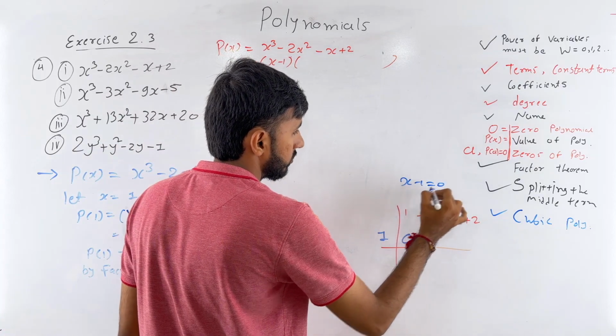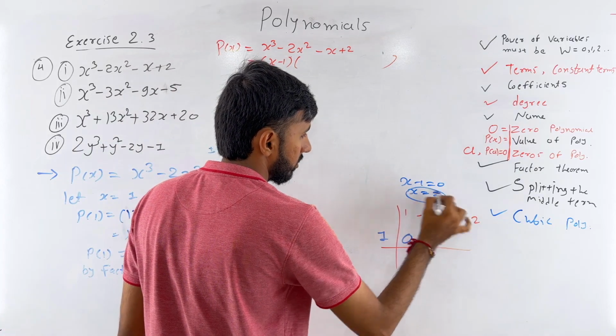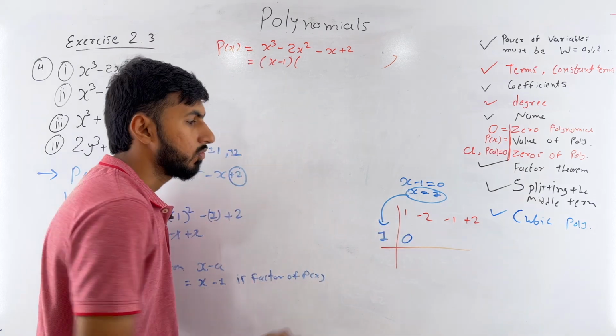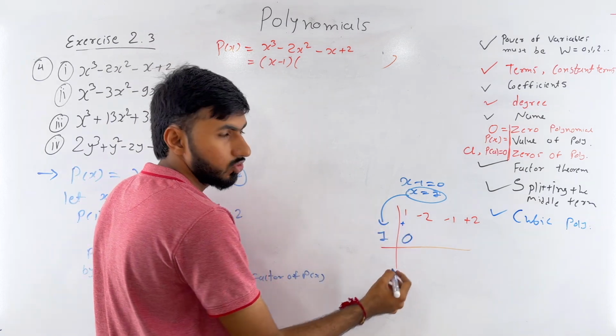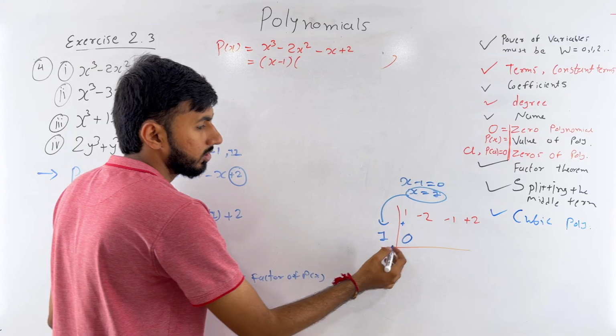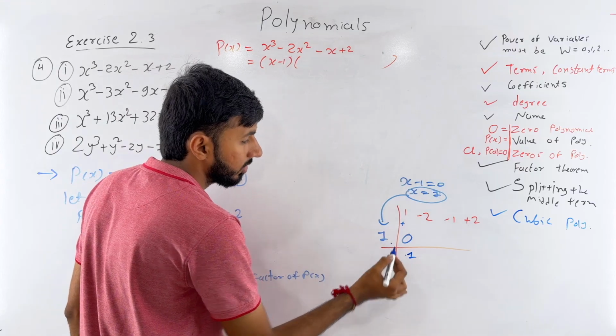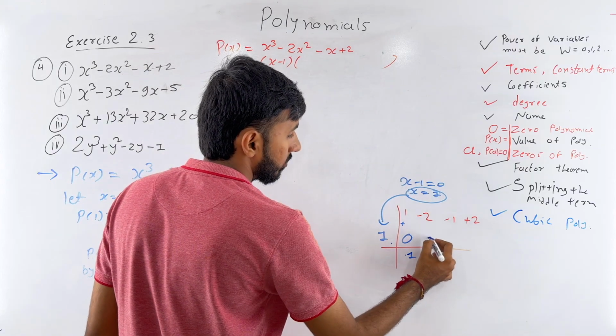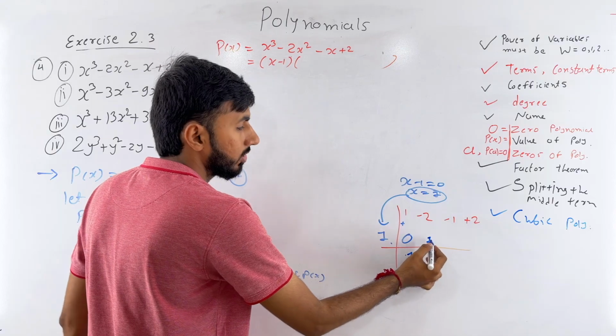X minus 1 is equal to 0, so x is equal to plus 1. This one is written here. Now just add 1 and 2 first in second row, and your answer will be plus 1. Now multiply 1 with this one, write your answer here. 1 multiplied 1 is 1, so I have written 1 here.